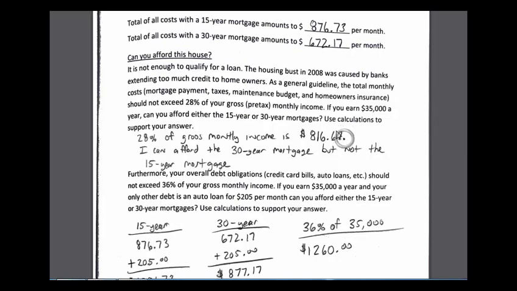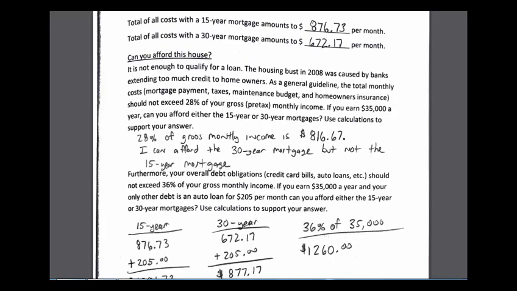So what we want to do now is compare that to our two overall monthly home costs. And you can see here that we're not quite enough to get this 15-year mortgage, but we can afford the 30-year mortgage. So very similar situation to the example there, where we can't do the 15, but we can do the 30.